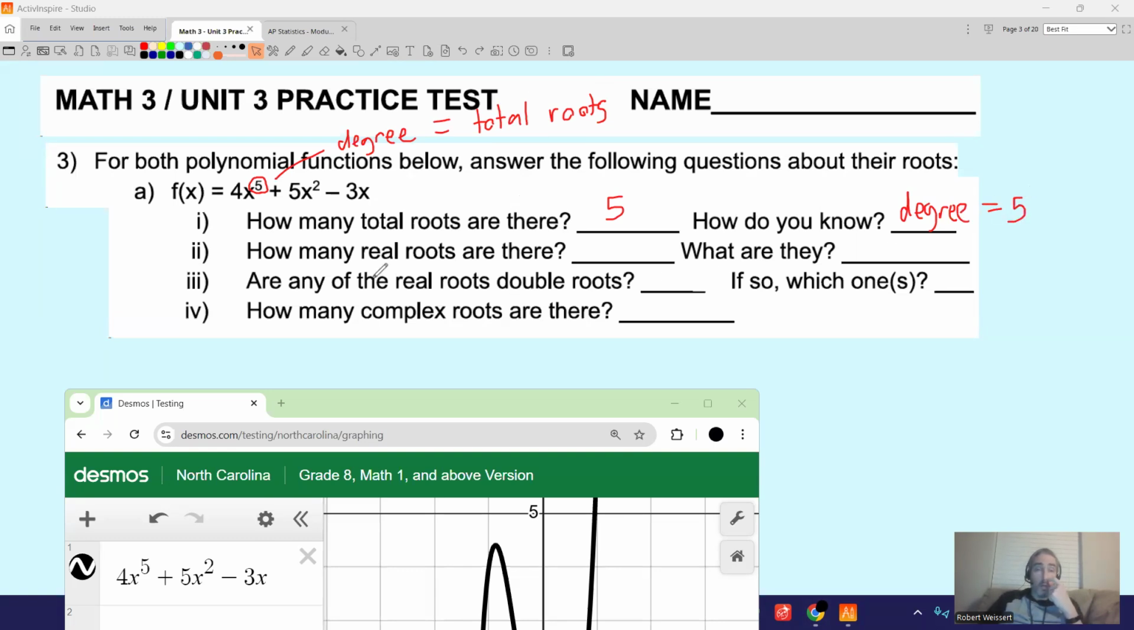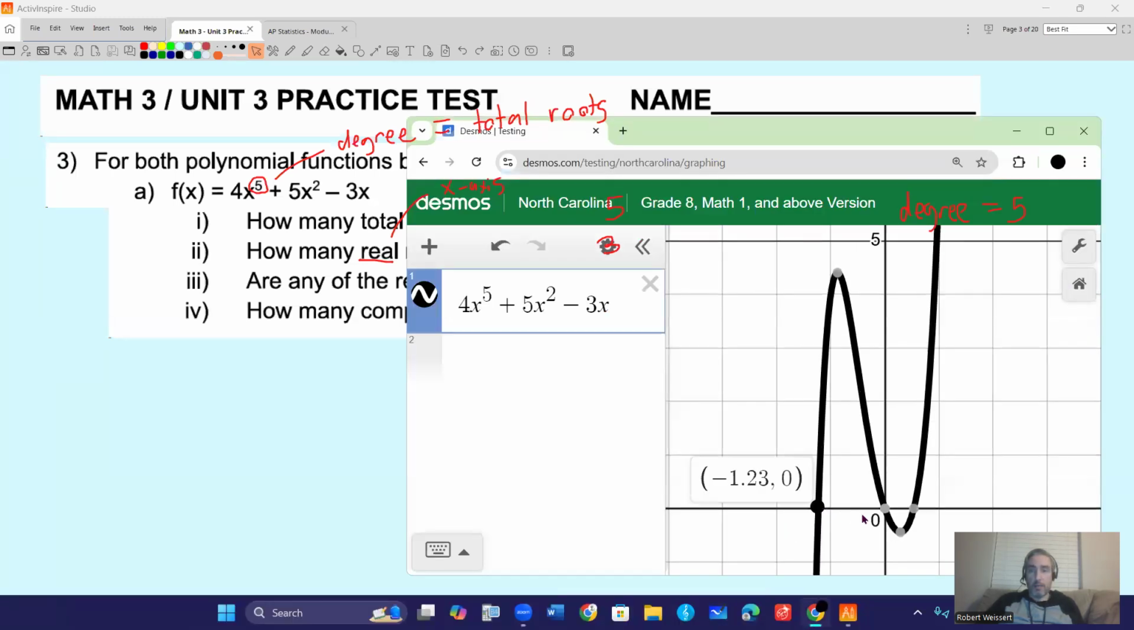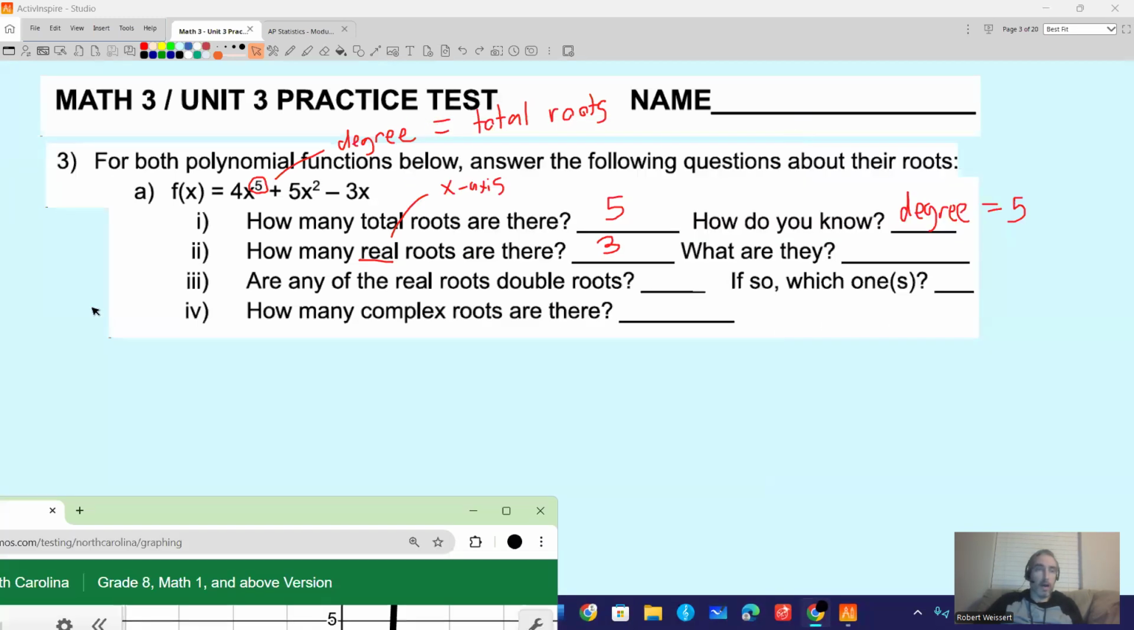How many real roots are there? Those are the ones that cross the x-axis. And since it crosses the x-axis 3 times, there are going to be 3 real roots. What are they? So let's go ahead and click those and maybe round if we have to. So in this case, my real roots are going to be negative 1.23, 0, and 0.535. So we'll write those down: negative 1.23, 0, and 0.535.